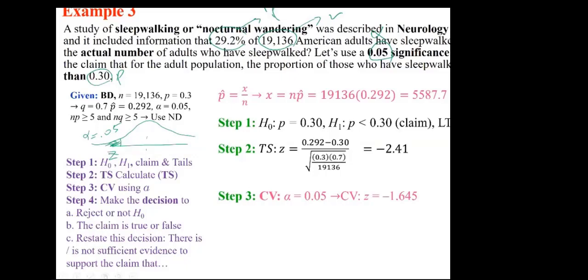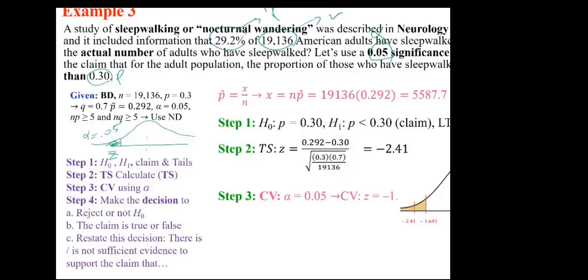What about test statistic? Test statistic is way into rejection region. Negative 2.41 is to the left of this number, which puts it into the rejection region. So this is the graph. Those are the numbers. Negative 2.41 is to the left of negative 1.645, which means it's way into the rejection region. You are going to reject H0.